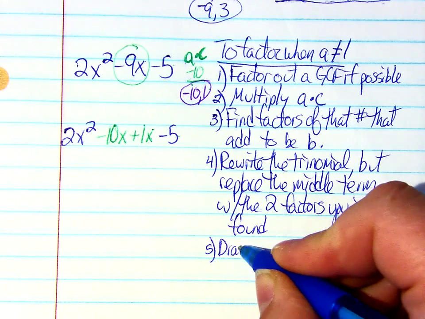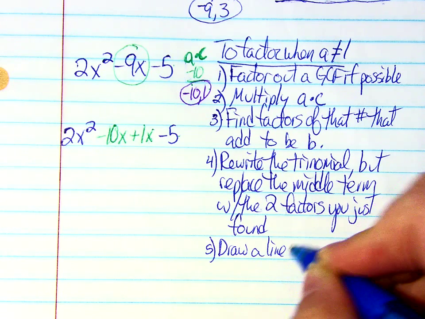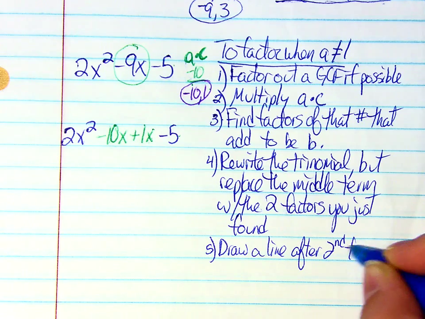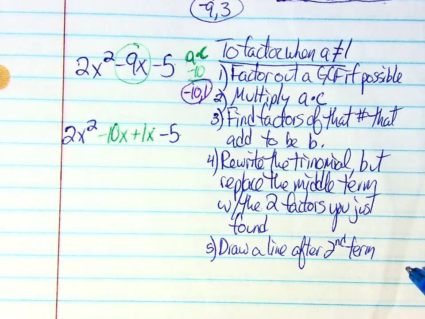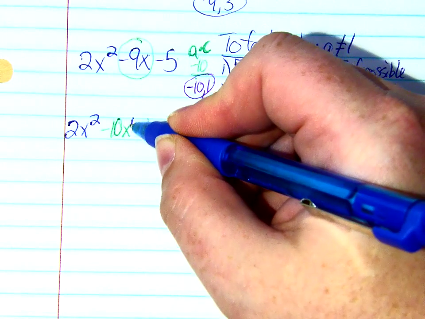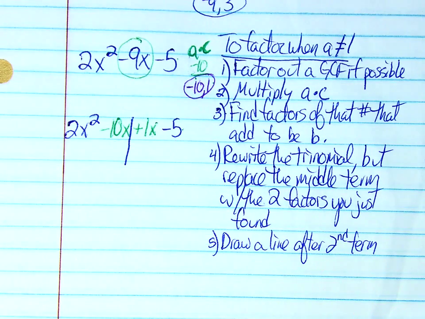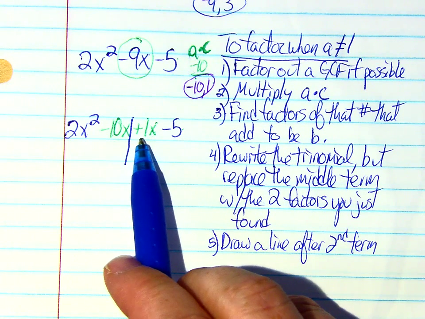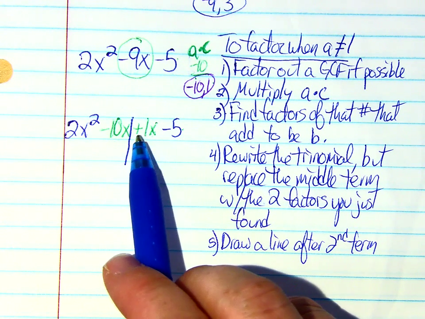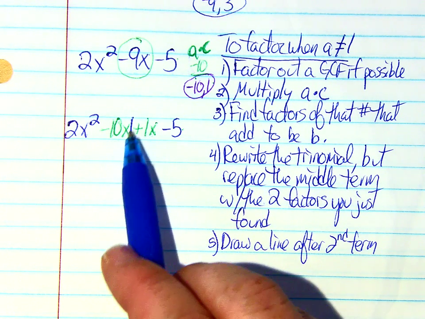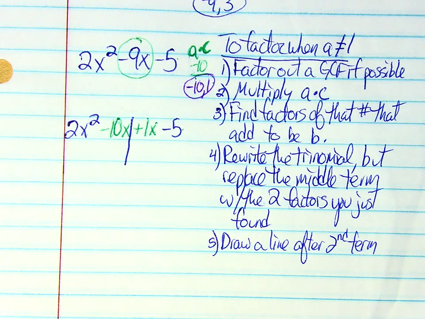So draw a line after the second term. So my second term is a 10x. I'm going to draw my line right after it. I'm careful, though, not to draw it over the plus sign here, because if that were a minus and you drew the line over it, you might think that it's a plus. You get what I'm saying? So just be careful. I write it right after that second term.